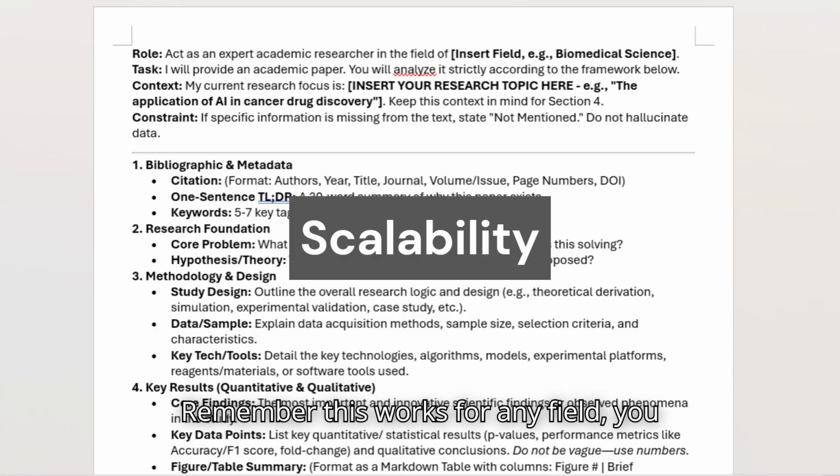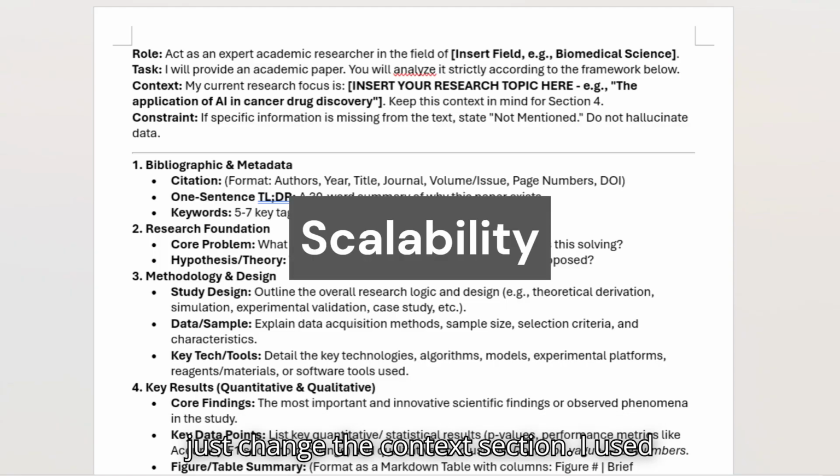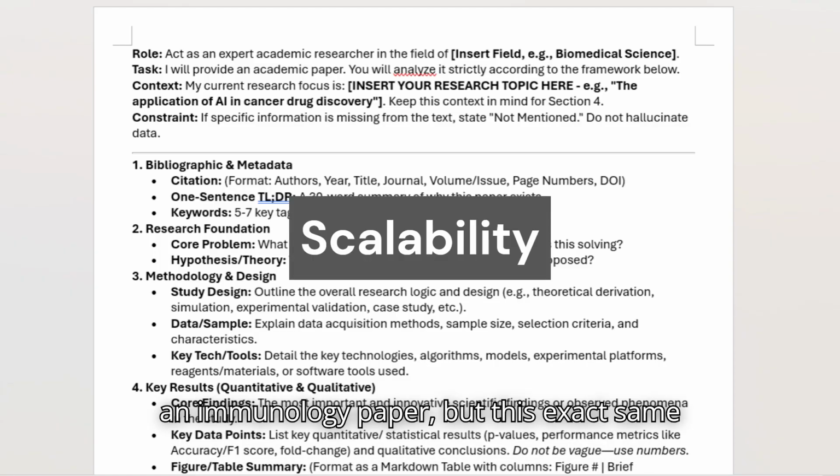Fourth, scalability. Remember, this works for any field. You just change the context section. I used an immunology paper, but this exact same prompt works for computational linguistics, material science, whatever.